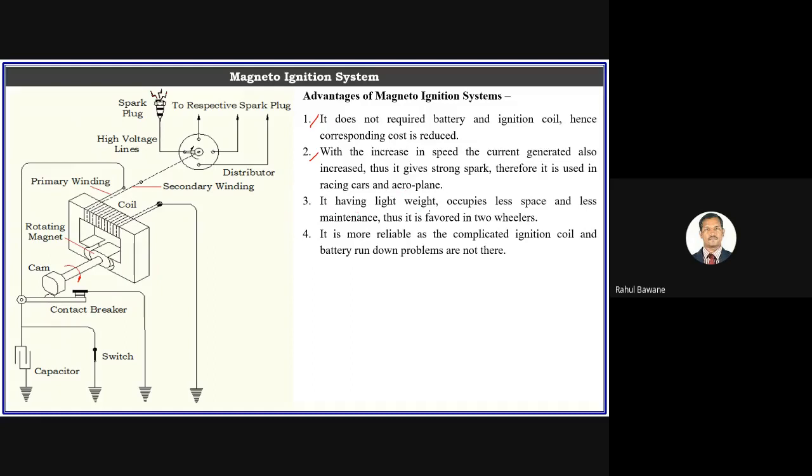It has a lightweight, definitely, because the battery is missing, so it becomes lightweight and compact in size. So it is most popular in two-wheelers. It is more reliable as the complicated ignition coil and battery rundown problems are not there. So it is a more reliable system.